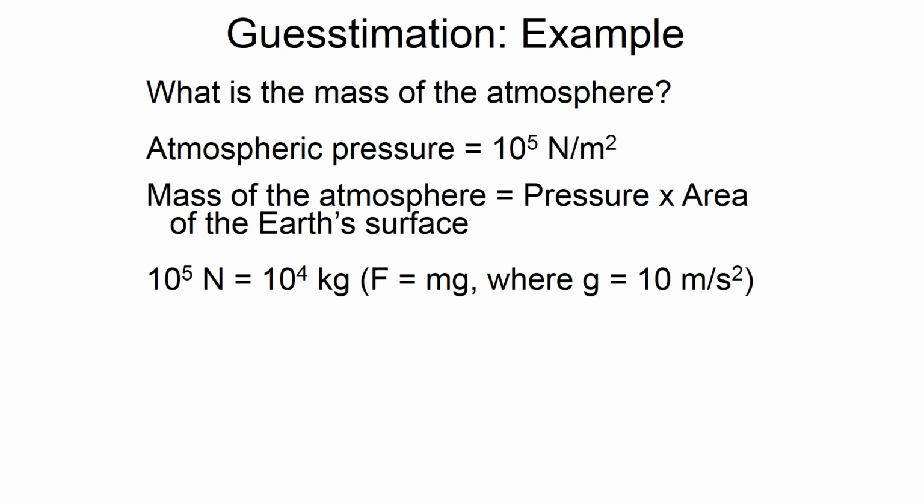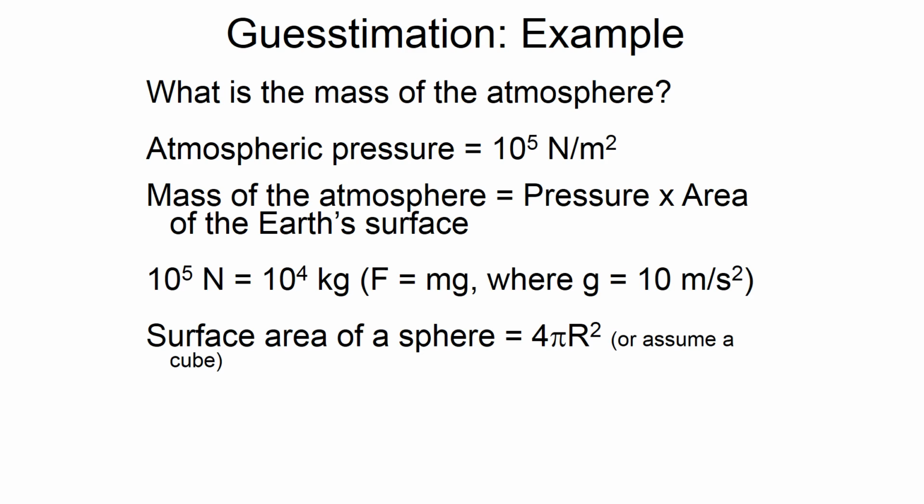So all we need to do now is multiply that by the area of the Earth. We should know that the surface area of a sphere is 4 times pi times r squared. So we can make some more approximations here. We can approximate 4 to 4, that's pretty standard stuff. Pi is 3.14159, which is not very nice to deal with, so we'll call pi 3, times the radius squared.